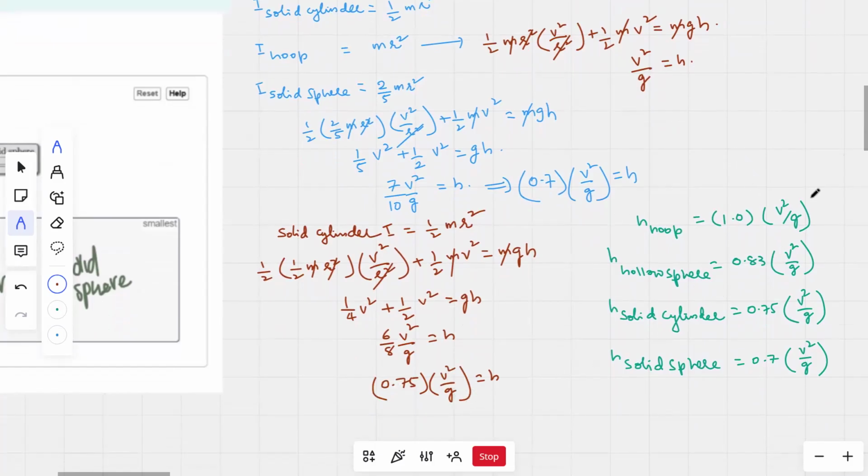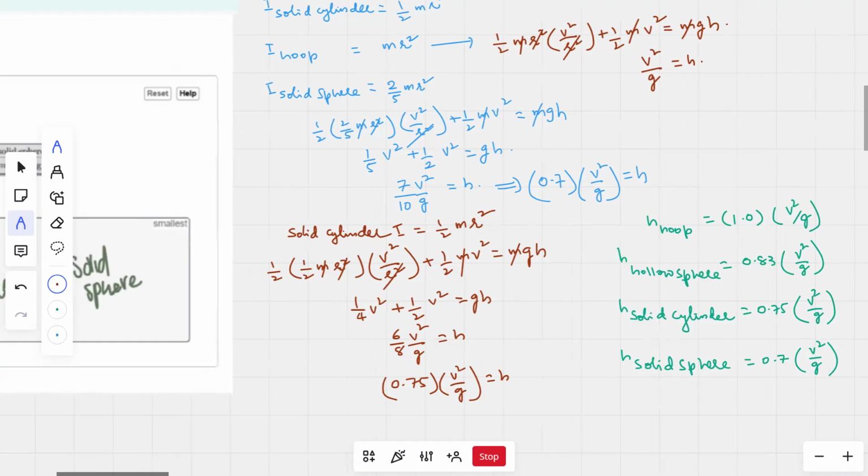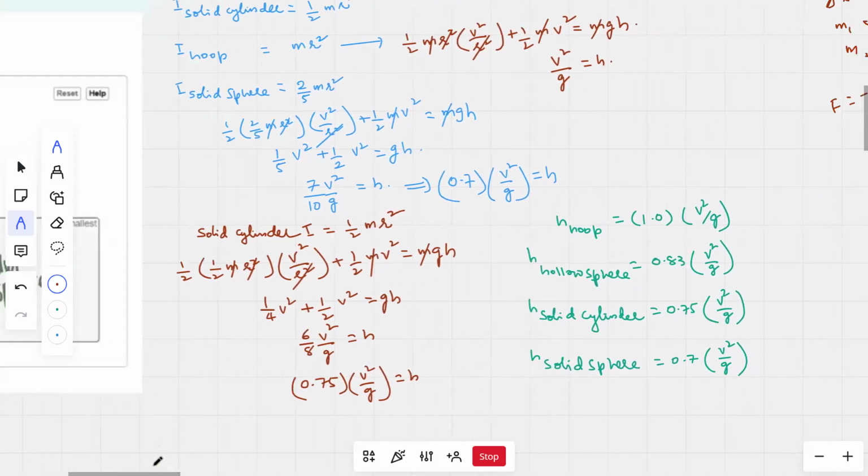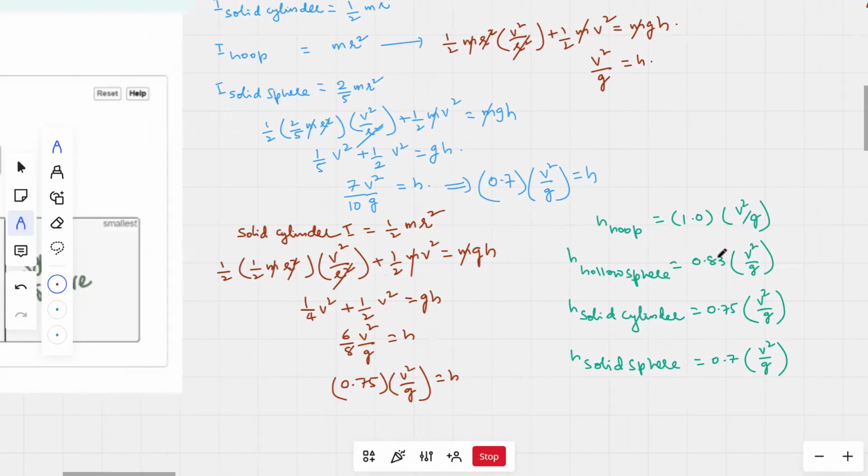Now, tabulate all the values. H hoop is equal to v square over g. H hollow sphere is equal to 0.83 times v square over g. The solid cylinder is 0.75 v square over g. And the solid sphere is 0.7 times v square over g. So this is the order. The hoop goes to the highest level, and then followed by the hollow sphere, and then the solid cylinder, and then the solid sphere. This is the order. This goes the highest, the largest value.